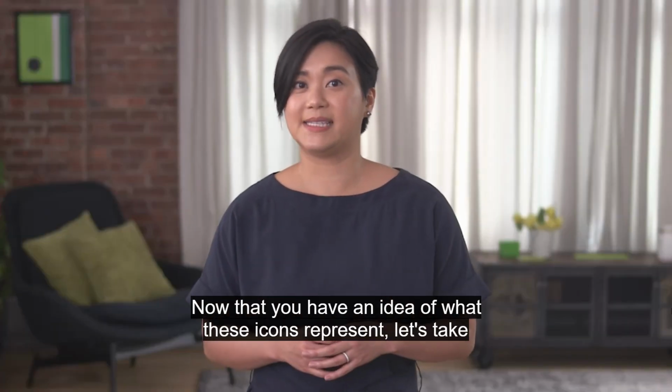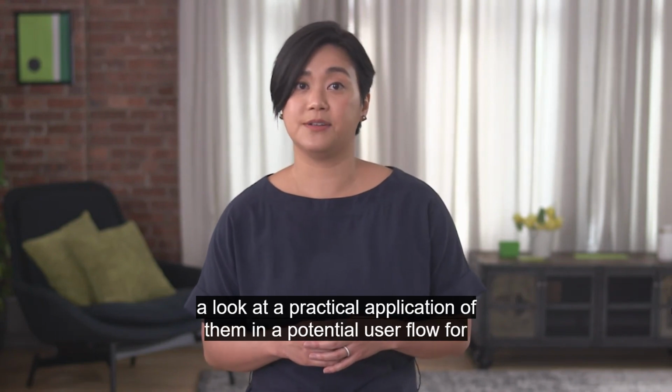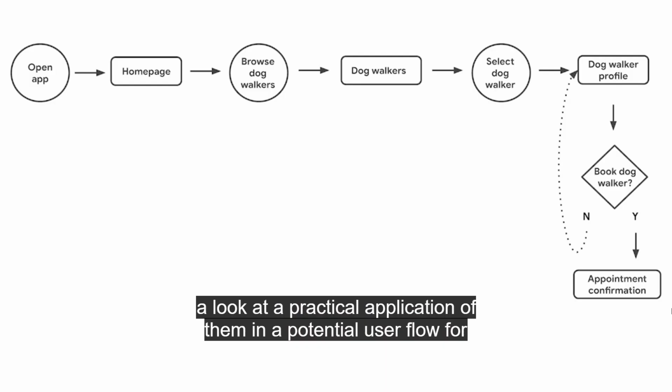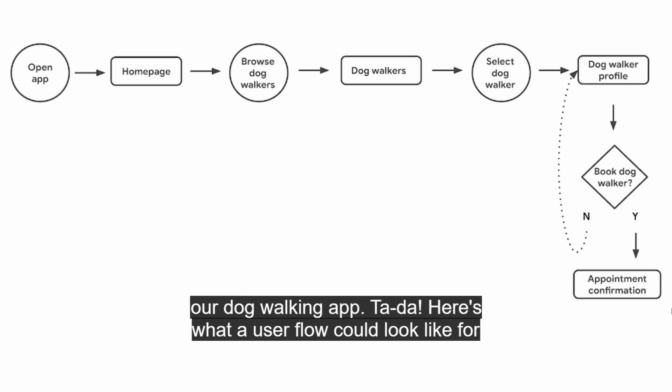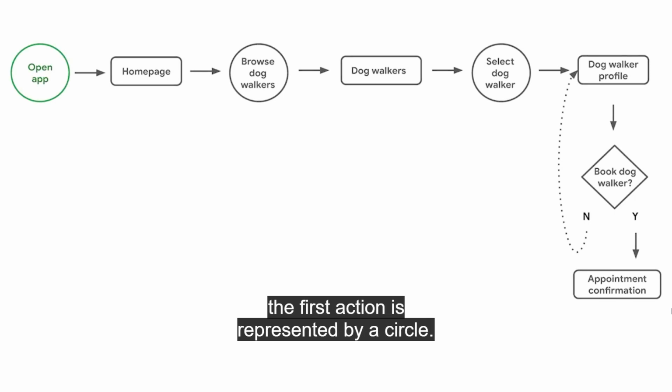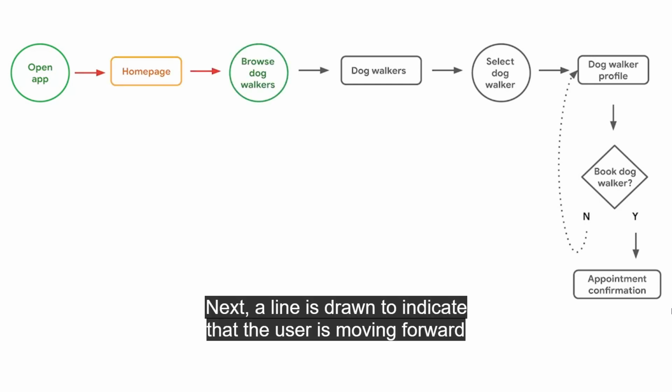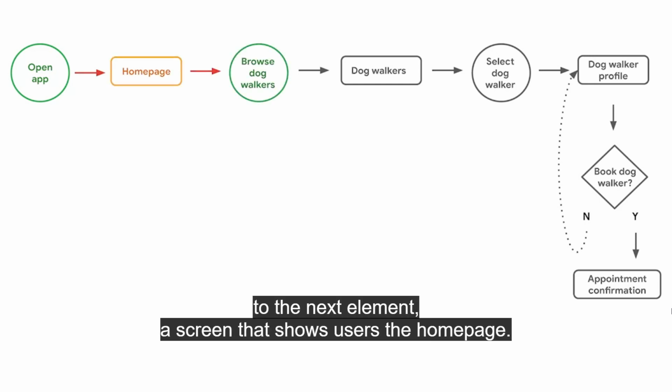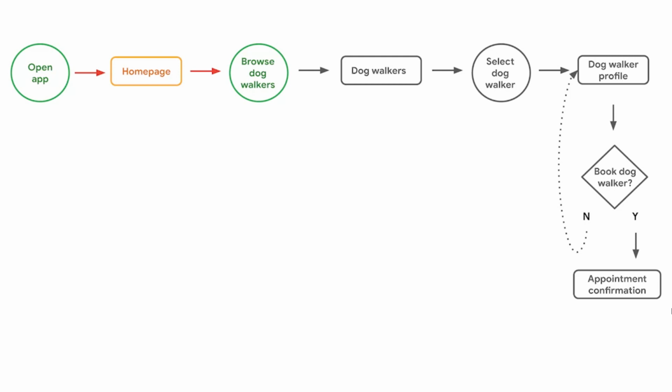Now that you have an idea of what these icons represent, let's take a look at a practical application of them in a potential user flow for a dog walking app. Ta-da! Here's what a user flow could look like for a dog walker app. At the beginning of our user flow, the first action is represented by a circle. The action in this case is the user opening the app. Next, a line is drawn to indicate that the user is moving forward to the next element, a screen that shows users the homepage. Since this is a screen, it is represented by a rectangle.